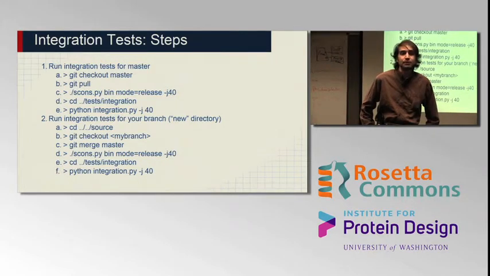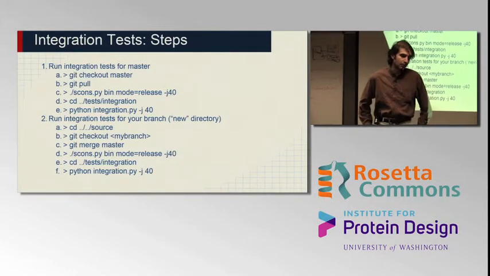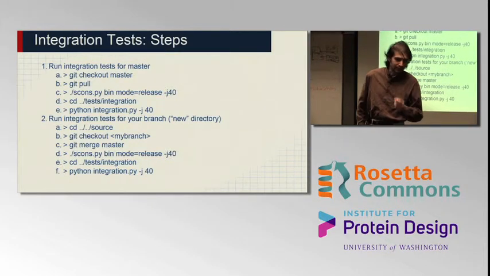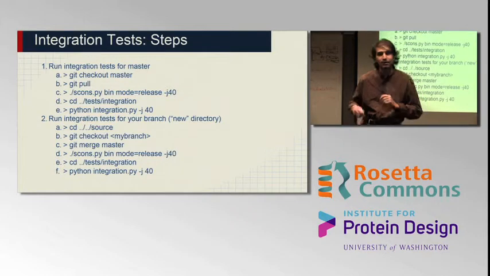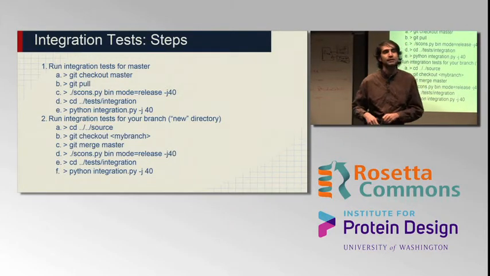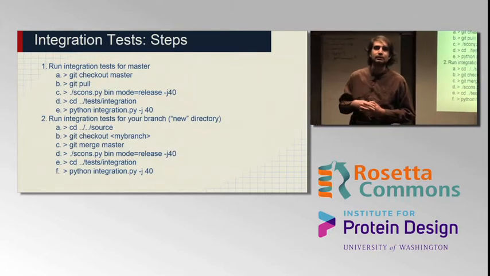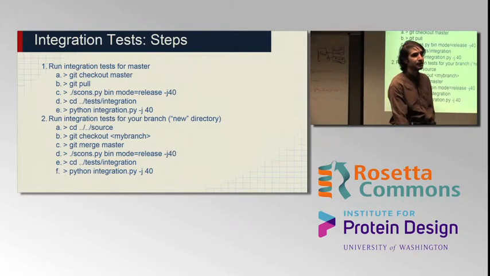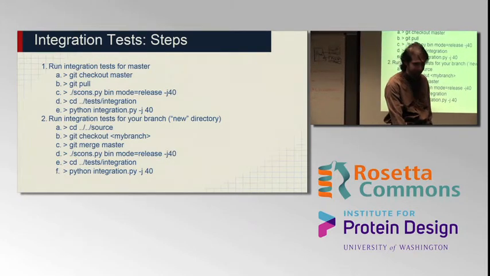Incidentally, if the ref and new directories already exist, delete them before doing this step, because you want a new ref directory. Then go back to the source directory, check out your branch, pull your branch if necessary, merge master into your branch, resolve any merge conflicts. Compile again. Go back to the integration test directory, run the integration tests again. This will generate the new directory and a diff between the two. And it'll tell you which integration tests have failed because the diff is not empty.